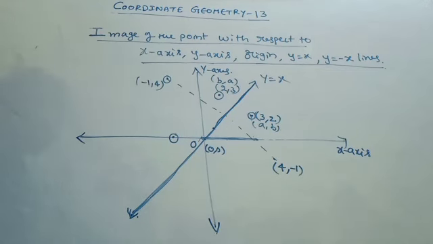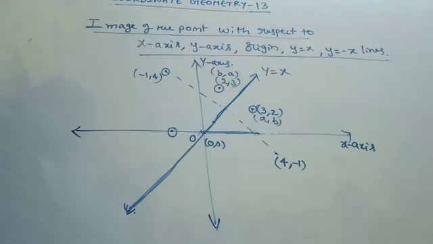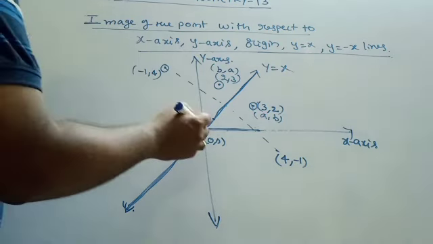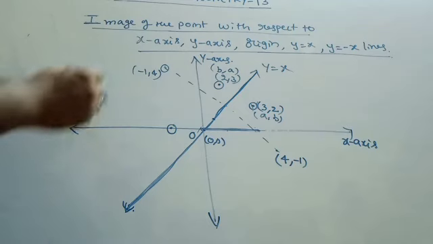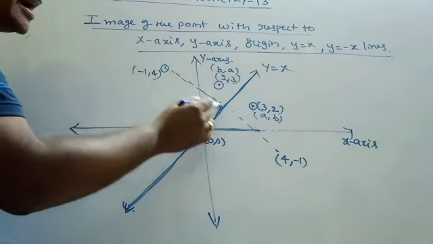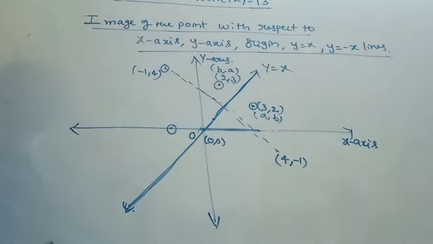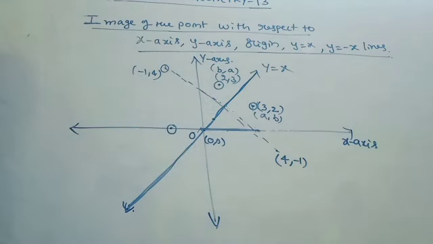In the same way, suppose I have a point minus 1 comma 4 here. Now the image of this point, minus 1 comma 4, is nothing but 4 comma minus 1. This point, which is in the second quadrant, becomes a point in the fourth quadrant.